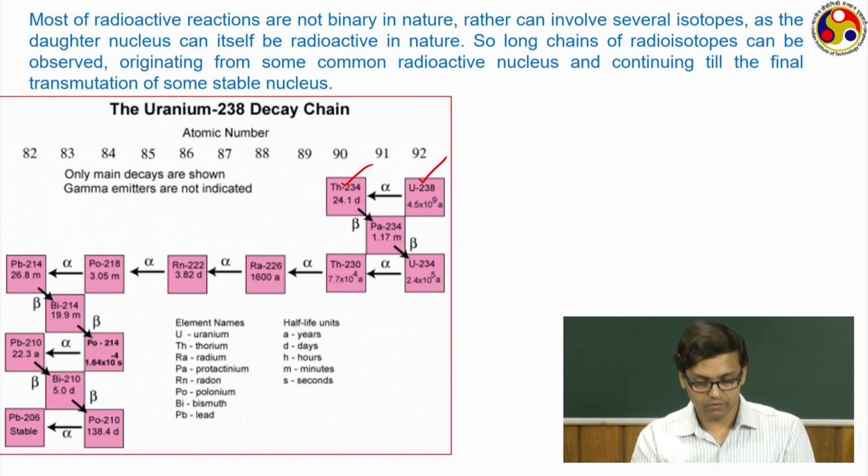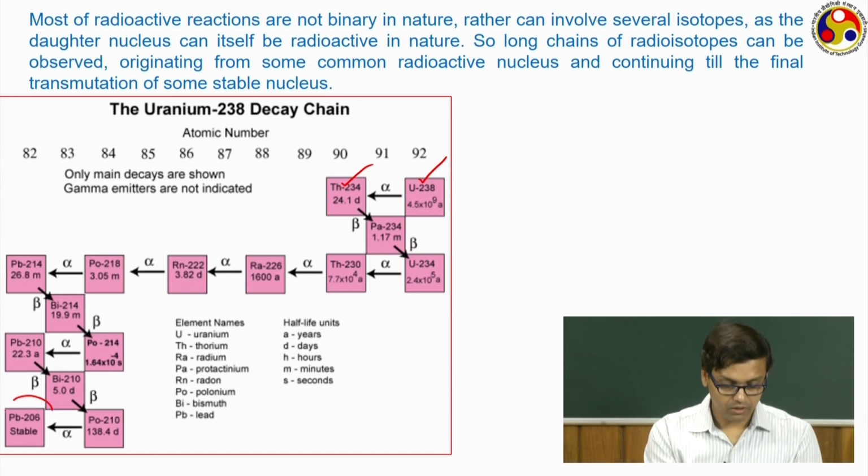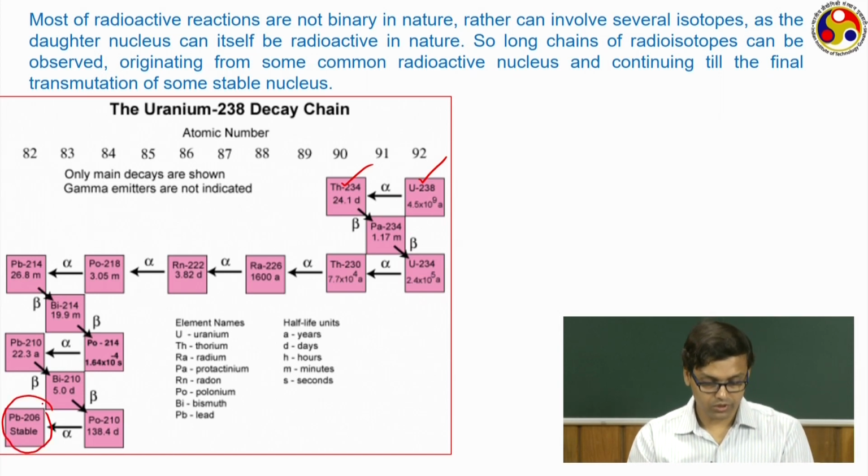So, uranium is having an atomic number of 92, whereas thorium is having an atomic number of 90, and this protactinium is something in between. This chain continues with subsequent alpha and beta decays till we reach this particular state of lead 206, which is a non radioactive one. So, no further disintegration allowed.